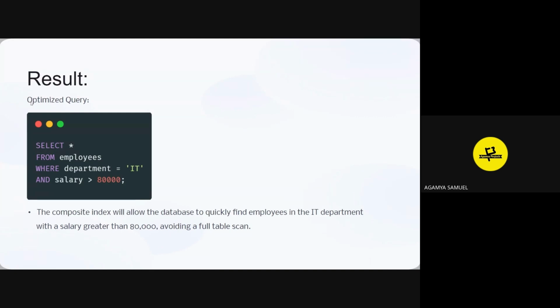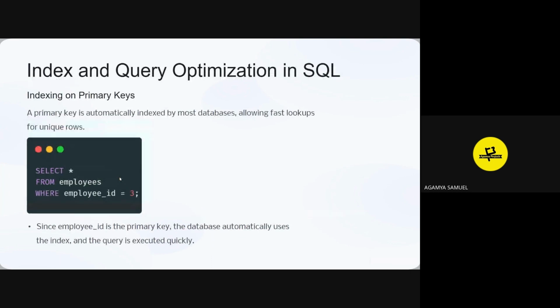So this is how you will write an optimized query: SELECT * FROM employees WHERE department = 'IT' AND salary > 80000. Because we have already created an index, the database will avoid scanning the entire table, since it already has the index for it.